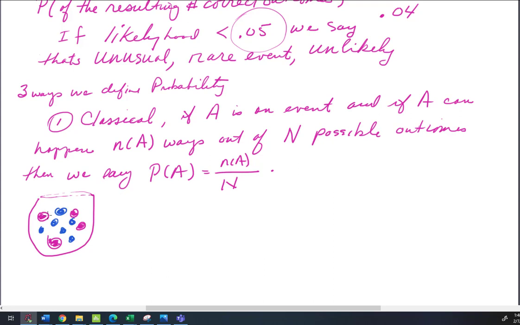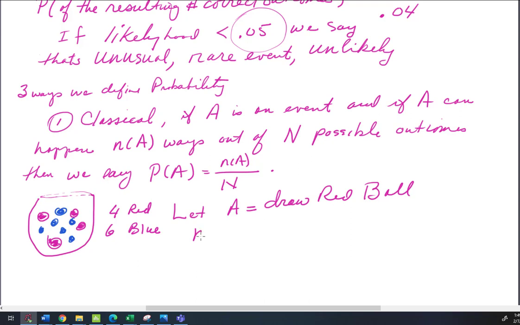And what have I got here? Just count: 1, 2, 3, 4, 4 red, and 1, 2, 3, 4, 5, 6, 6 blue. Then we want to let A equal the event: we draw a red ball or marble or sphere.